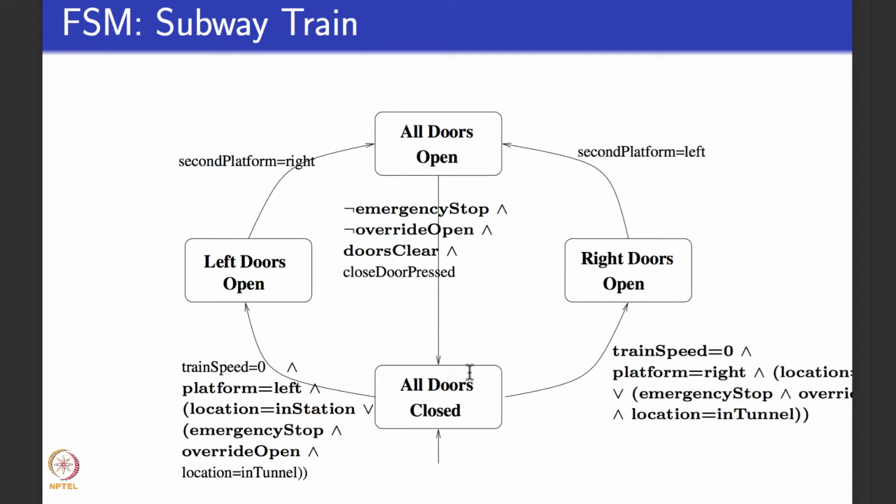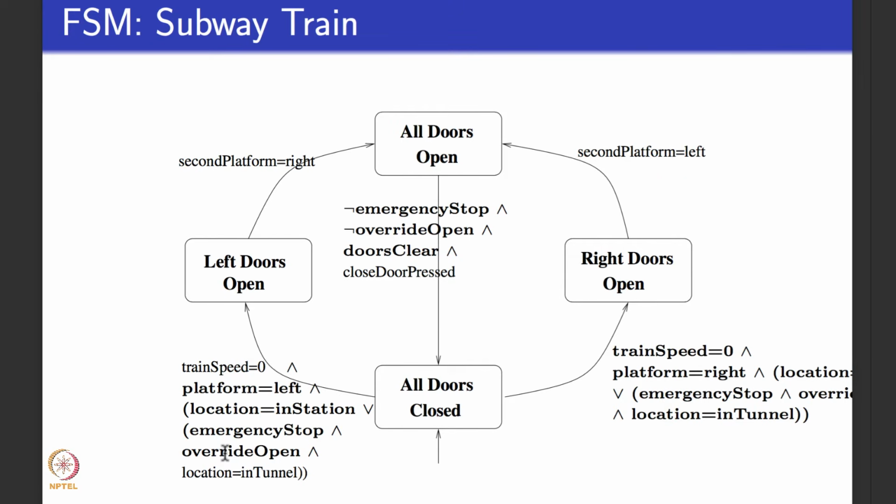When it reaches the next station, if the platform is on the left hand side, then the left doors become open. When the platform is on the right hand side, the right doors become open. In case there is a platform that is accessible on both sides, then all the doors become open. So what are these predicates that model the transitions between the states? It says from the state all doors closed to the state left door open, I can do the transition provided this fairly big predicate is true.